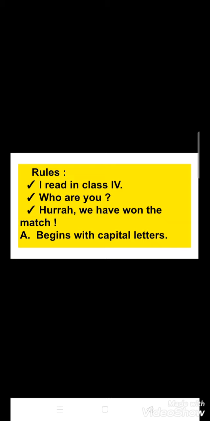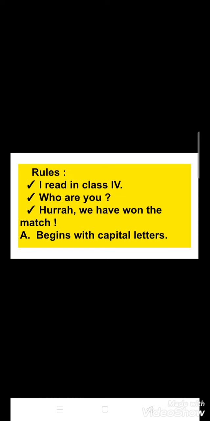If you notice these sentences carefully, you will see that a sentence always begins with a capital letter. In these sentences, you can see that the first letter of each sentence is a capital letter. Therefore, a capital letter at the beginning is a must while writing a new sentence.